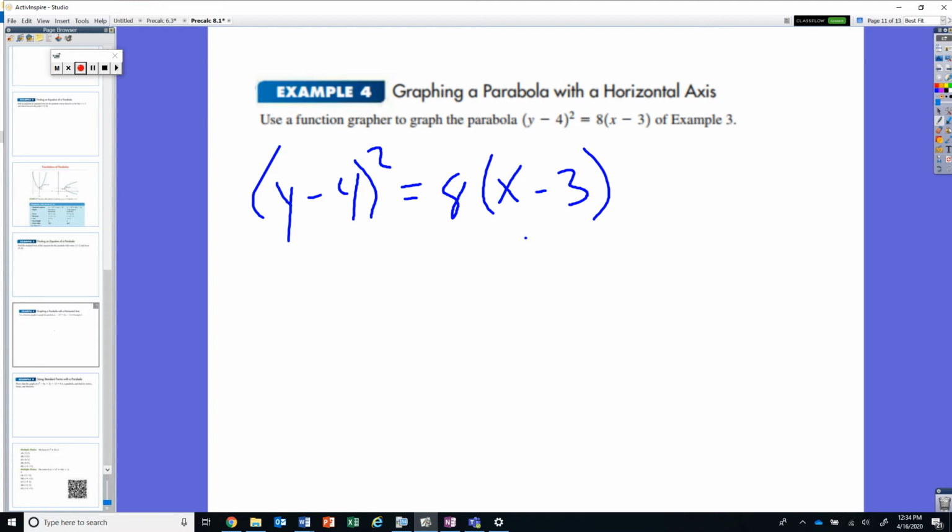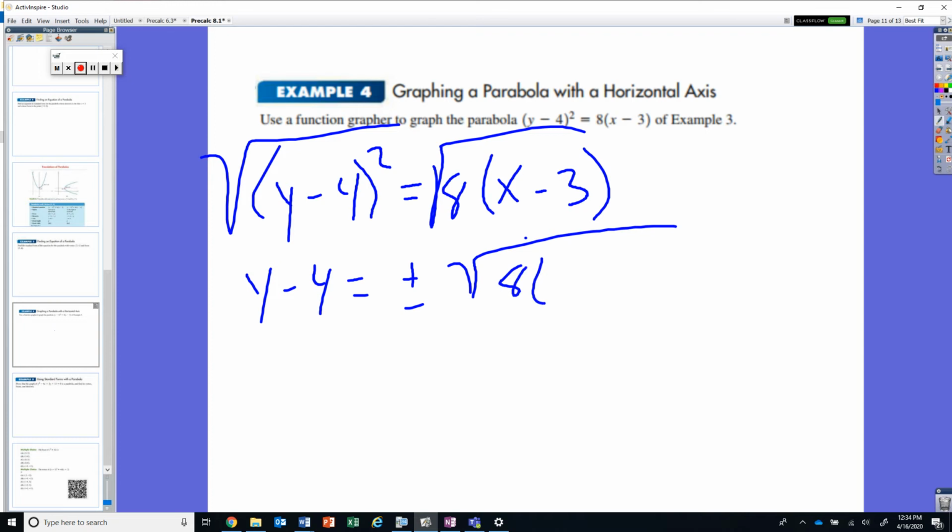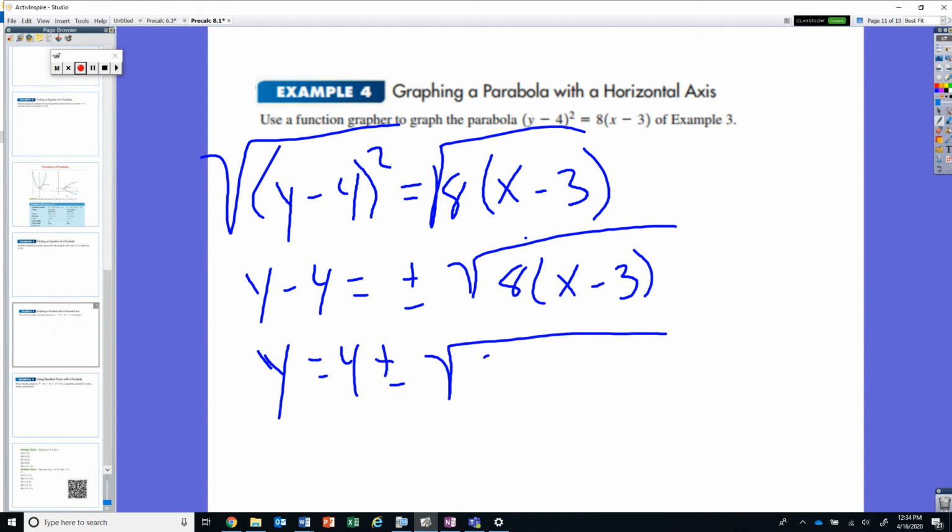And so let's basically solve for y so we can get the square root. How do I know there's going to be a square root? Well, because when I solve for y, I have to square root both sides. And so we get y - 4 = ±√(8(x - 3)). And then we just add the 4 to both sides. So we're going to basically have two equations here, the 4 plus and the 4 minus everything that's underneath the square root. And when you put both of these two equations in, the plus and the minus, you're going to get those two separate square root functions.